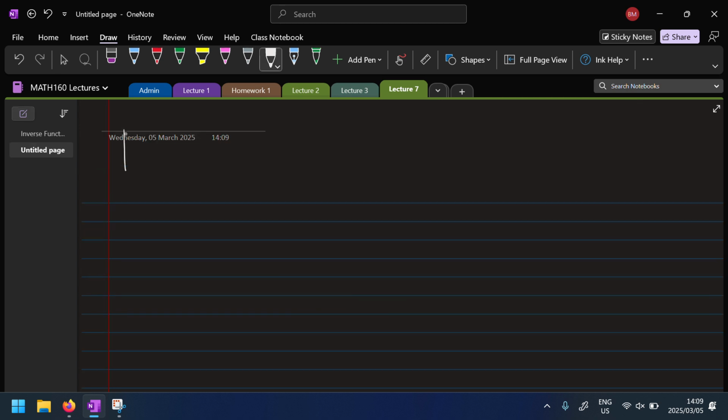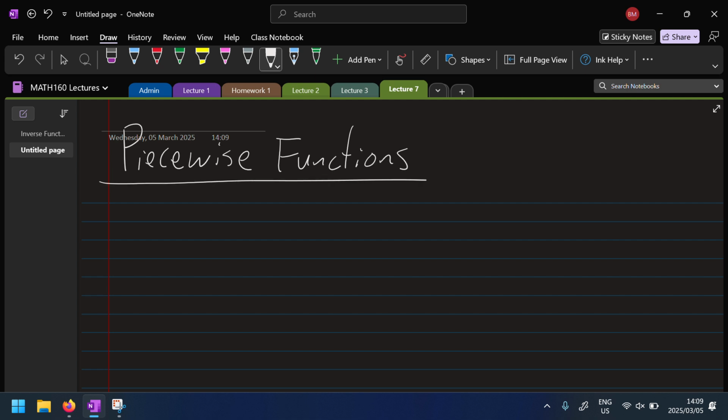Piecewise functions. We've done some piecewise functions before when we looked at the absolute value function back in week 1. You would have also seen this in the last tutorial. There was a little section on piecewise functions as well. But we'll go through it properly.